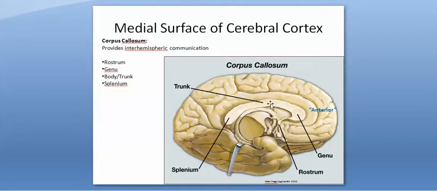So genu, and then the trunk or body is the largest part, and then the splenium is the most posterior aspect. So I think I have a spleen, and if I were set up anatomically like a cat or a dog, that would be the most posterior or caudal aspect. So there's my splenium.